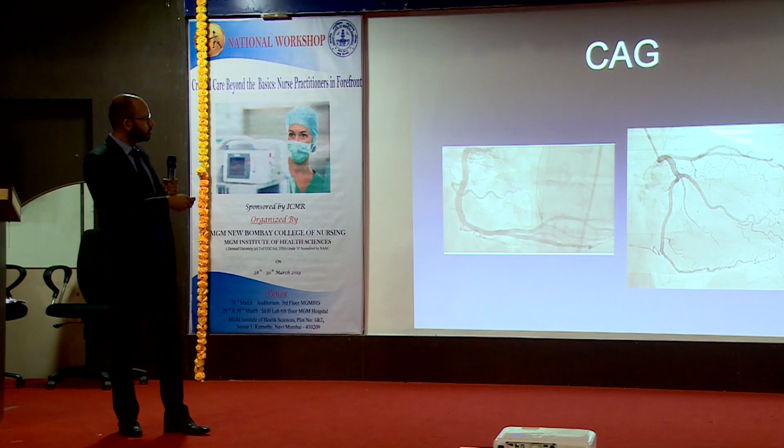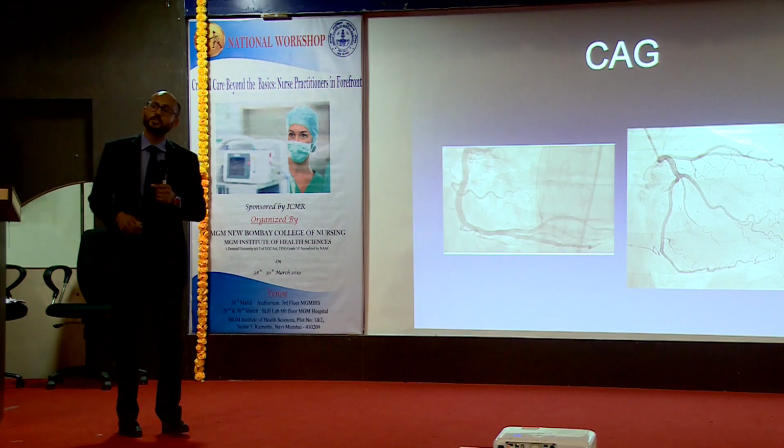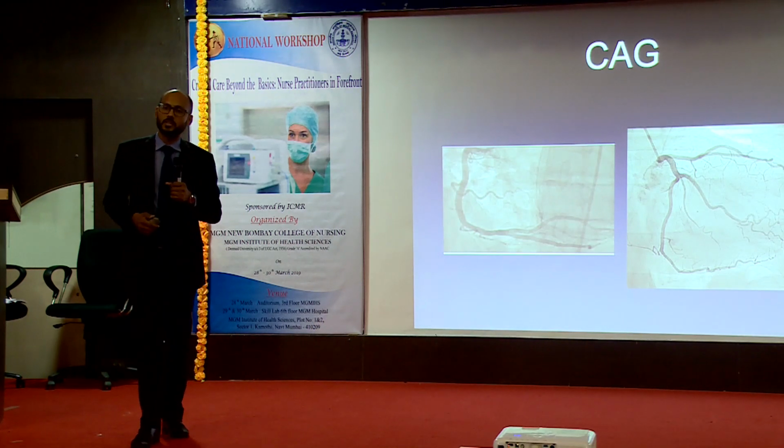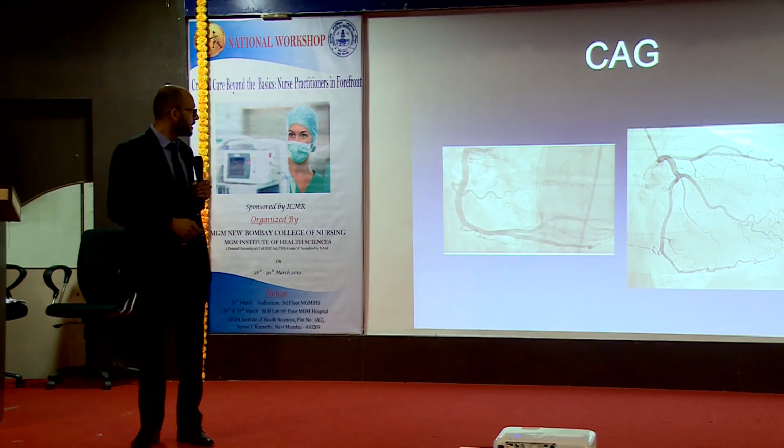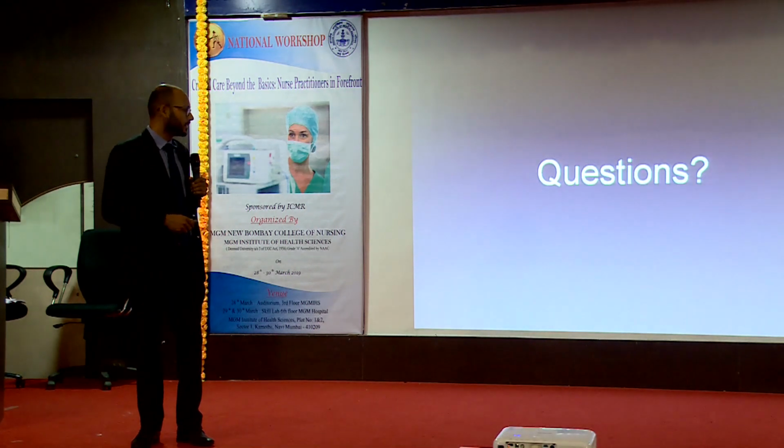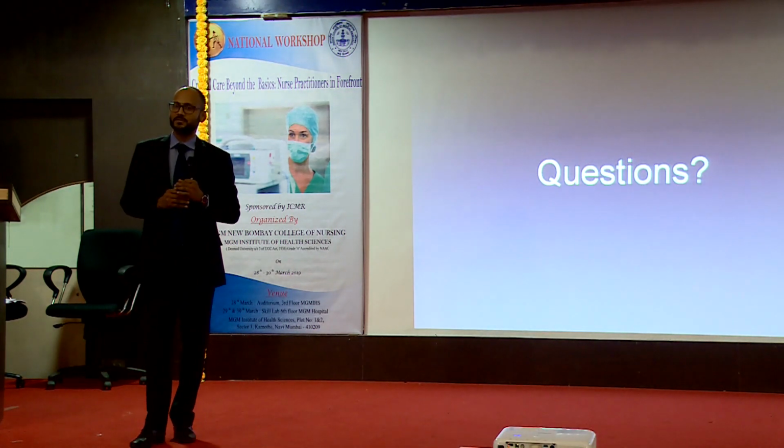The same way you put the cannula in the left coronary artery ostium, and this is what you should see. So this is the left anterior descending, and this is the left circumflex, and their branches. So if there are blockages, you can see. Another modality of investigation. I think that's it for cardiac assessment, really. Any questions?